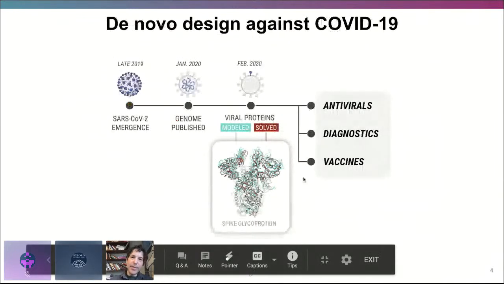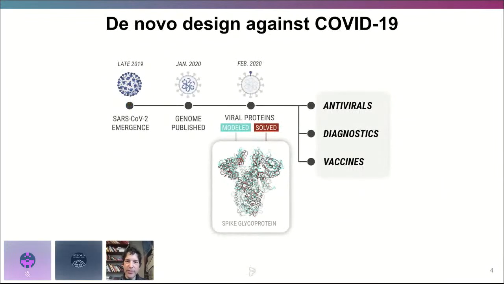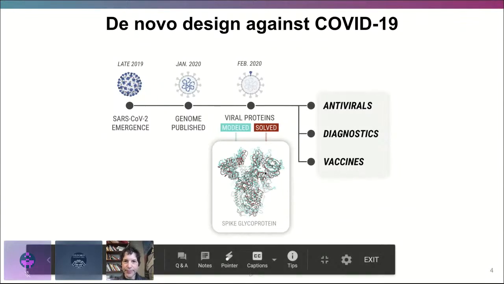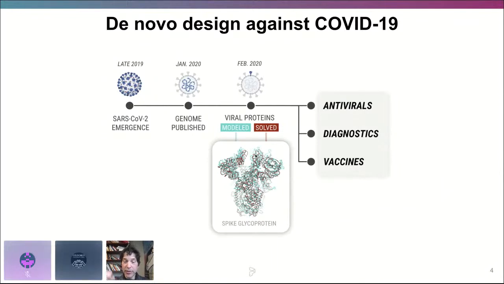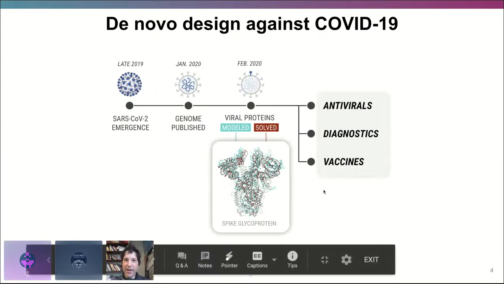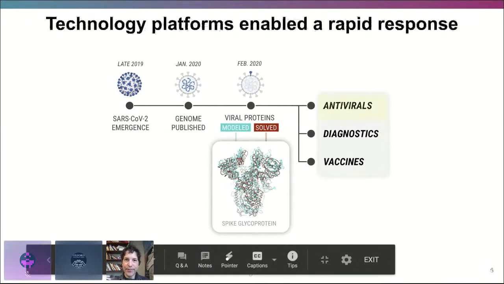I'm going to begin by introducing de novo protein design in the context of what we've been doing against COVID-19. After the genome sequence was published, we first built models using Rosetta of the spike glycoprotein, and then later switched to using the cryo-EM structure and the crystal structure as those became available. We've been working on antivirals, diagnostics, and vaccines, and they illustrate different aspects of de novo protein design. I'll highlight that as I go through.